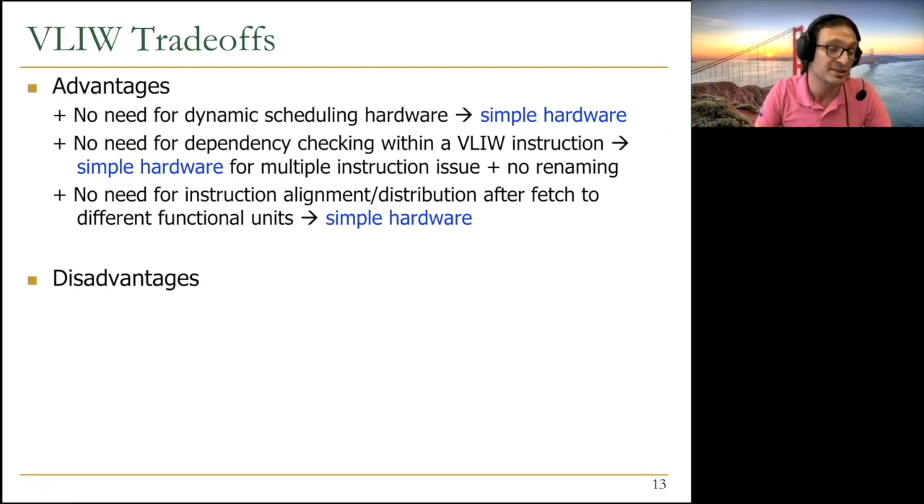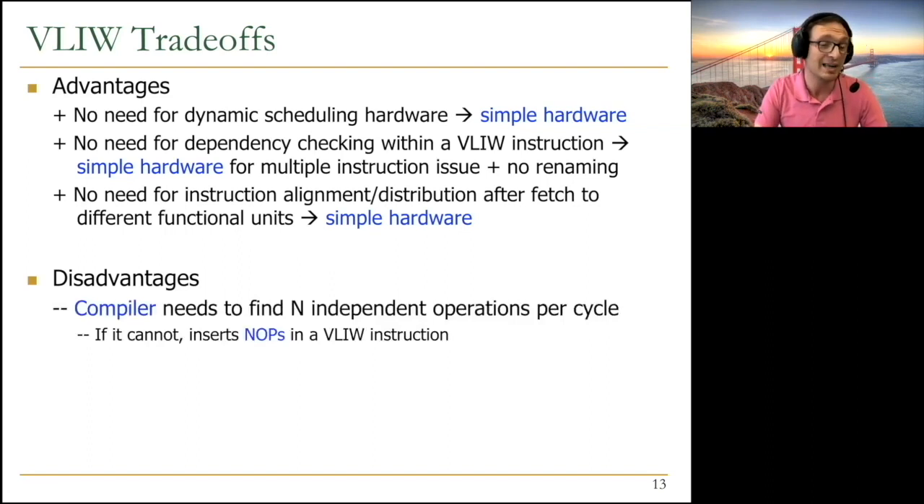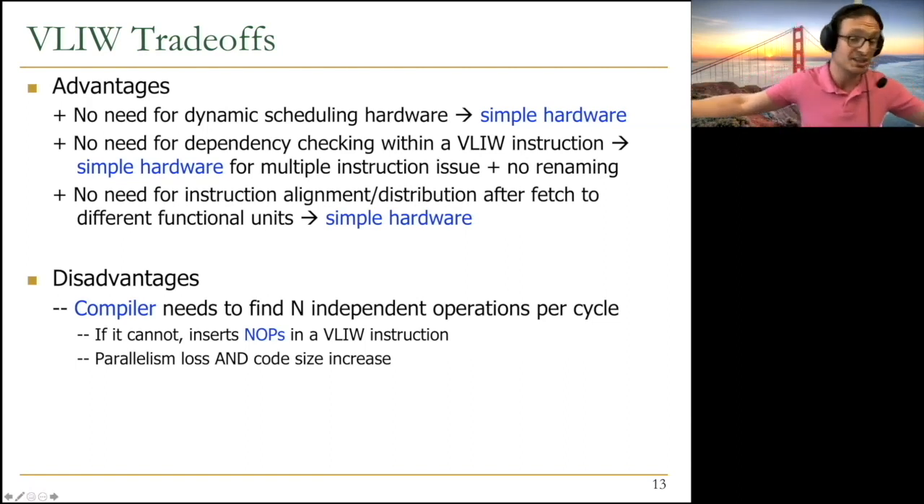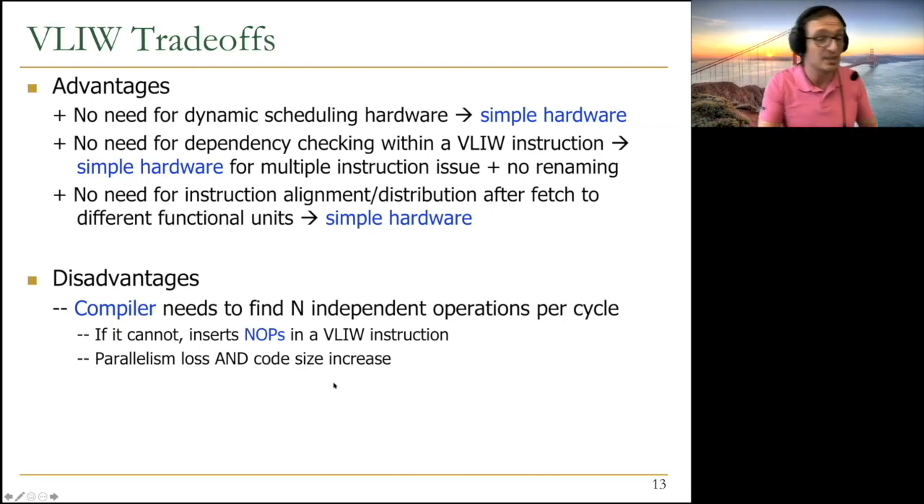But of course, this leads to a big disadvantage. Now the compiler, or the programmer, needs to find n independent operations per cycle. And if it cannot, they insert no-ops in a VLIW instruction. And you already know the big downsides of no-ops, right? Basically, you lose parallelism. Your machine is 28 wide. You're executing 2 instructions because you cannot find parallelism that is 28 instructions wide, let's say. This leads to parallelism loss. It also leads to code size increase because no-ops need to be encoded somehow in your instruction set architecture.